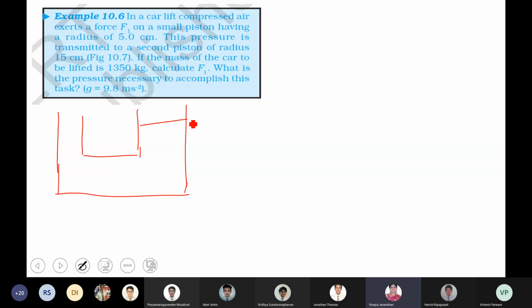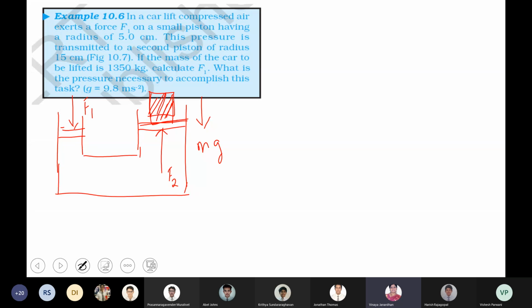Just draw a rough diagram. You have a wooden block lying on the surface, which has to be lifted. F2 is acting upward. The weight of the body is acting downwards. Then you have applied a force of F1 on the smaller piston. Now look at the question. The pressure is transmitted to the second piston of radius 15 centimeter. If the mass of the car to be lifted is 1,150 kilogram, calculate the force F1.